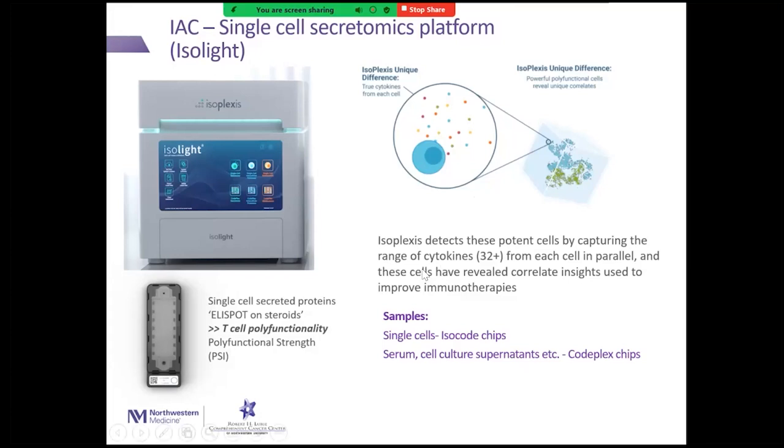You can use samples here like single cells. So you'll use IsoCode chips if you're using single cells. The technology is also amenable to doing low volume bulk ELISAs. So you could also use serum samples, cell culture supernatant, and you would use CodePlex chips for those. So the sample volumes can be as low as 11 microliters.